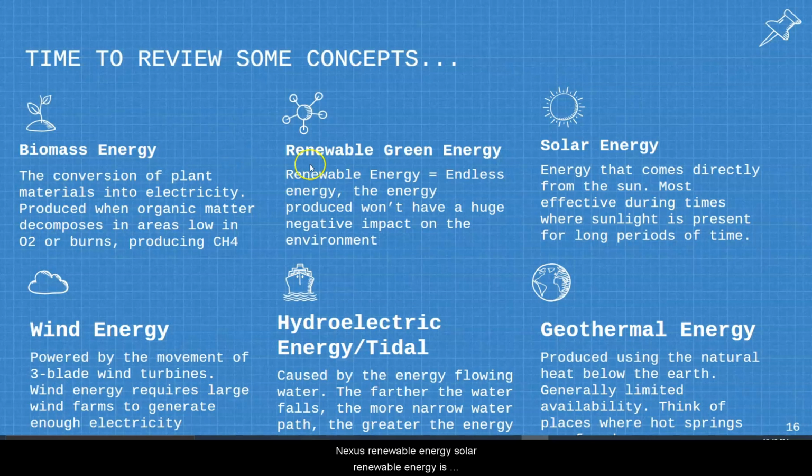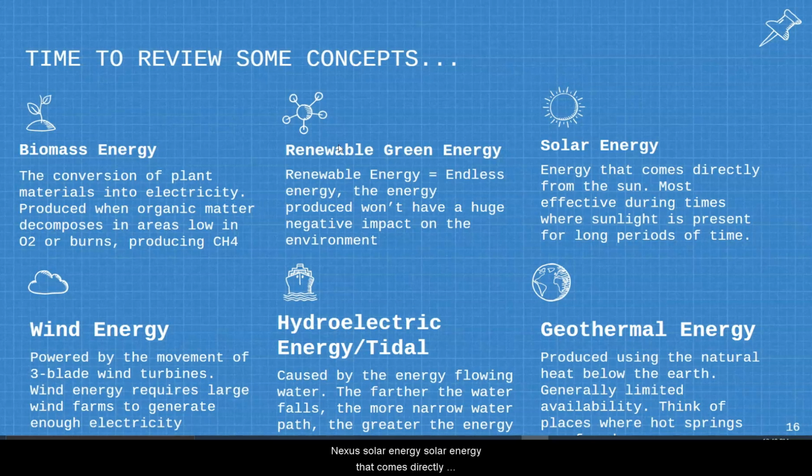Next is renewable green energy. Renewable green energy is endless energy. It's energy that can be reused in a cycle. So the energy won't have a huge impact on the environment in a negative way, but will more so be a positive contribution, as we are continuously using the same energy but just reusing it in different ways. So we're not actually wasting any energy, which is really cool.